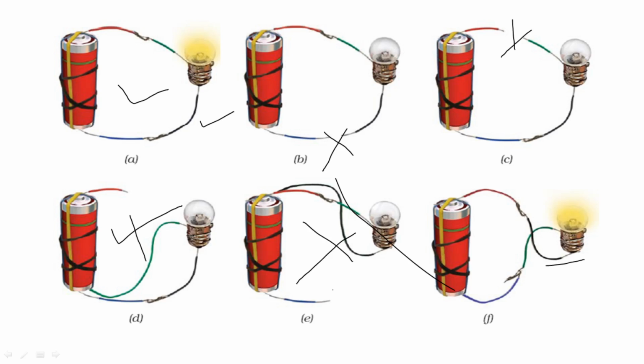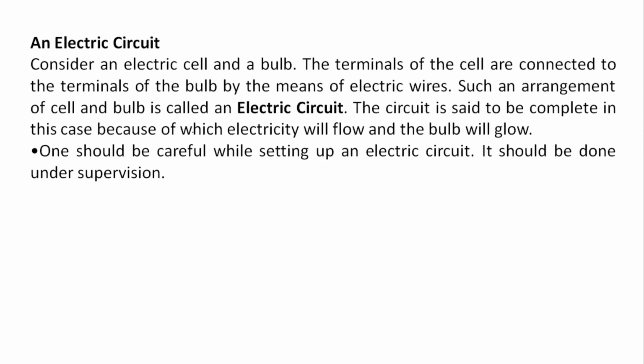So for a glowing bulb, what do you need? The two wires should be attached to the two terminals of both the battery and the bulb, so that the bulb will glow. So this is the electric setup. If you arrange the bulb, wire and battery like this, the bulb will glow. Why is the bulb glowing? Because electricity is flowing. So how is electricity flowing?